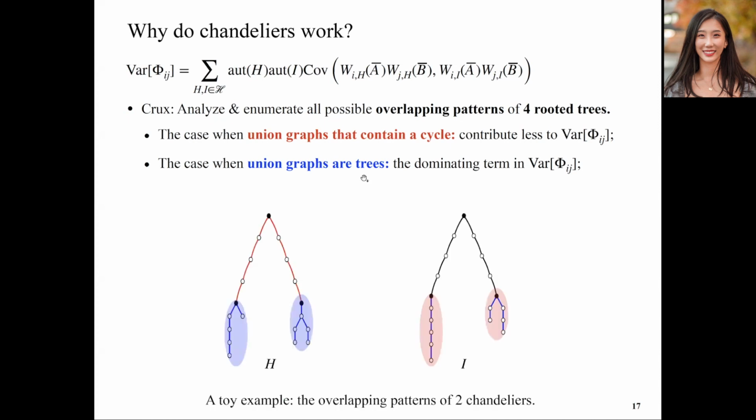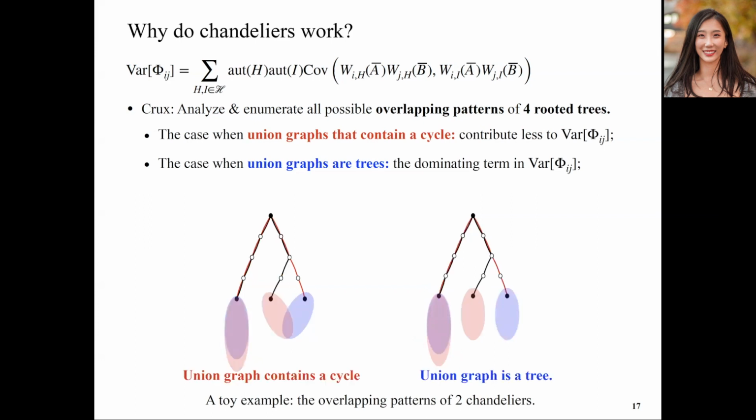Here let's look into a toy example, and let's just look into the overlapping pattern with respect to only 2 chandeliers. Here are 2 cases. One is when the union graph actually contains a cycle. As you can see here, the 2 branches of the 2 chandeliers overlap and then separate out. However, they both touch each other, so that's why there is a cycle here. The other case is that the branches touch but separate out, and the bulbs do not touch each other. So this is a case when the union graph is a tree.